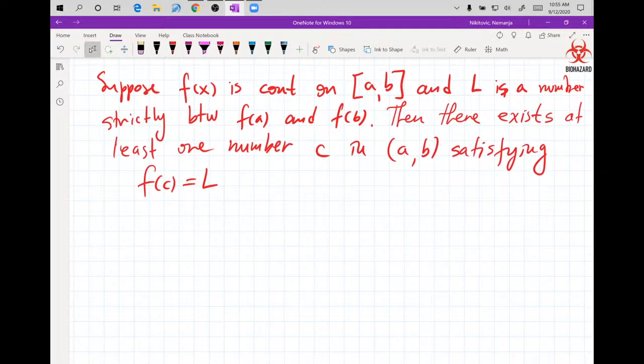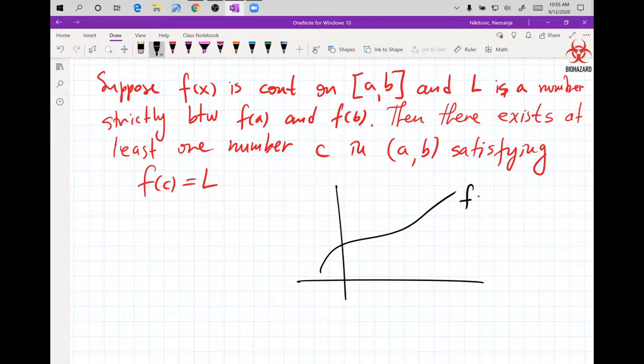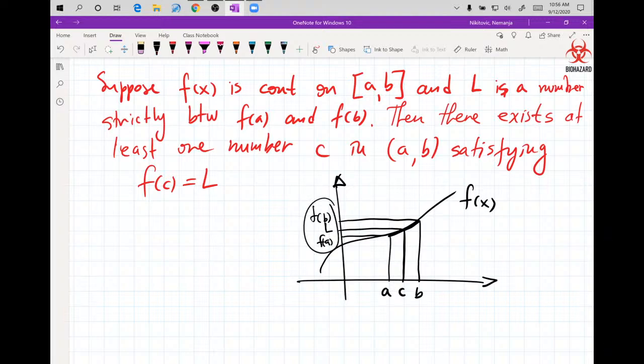It doesn't mean much, right, when it's just words without the picture. So if I am to draw a function f of x, and then I pick values a, c, and b, and take a look at their y values, f of a, L, and f of b, we see that if f is continuous, and we only care about this piece between a and b to be continuous, and L is a number between f of a and f of b, which is what we have over here, so those are our conditions, then there exists a c which is in between a and b.